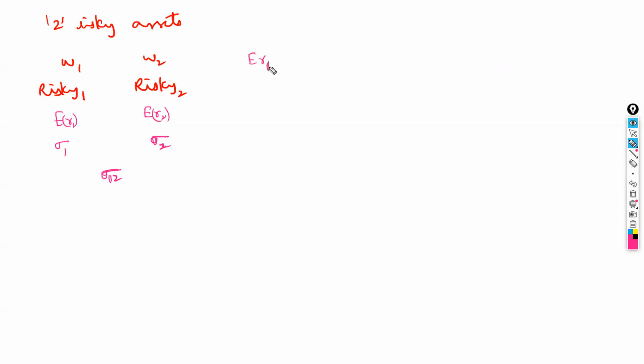Expected return on the portfolio, if you have two risky assets, is given as W1 into expected return on 1 plus W2 into expected return on 2. And variance of the portfolio is given as W1 square sigma 1 square plus W2 square sigma 2 square plus 2 times W1 W2 into sigma 1,2. This is when you have two risky assets.